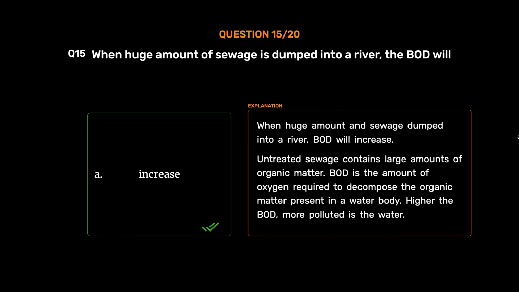When huge amount of sewage is dumped into a river, BOD will increase. Untreated sewage contains large amounts of organic matter. BOD is the amount of oxygen required to decompose the organic matter present in a water body. Higher the BOD, more polluted is the water.